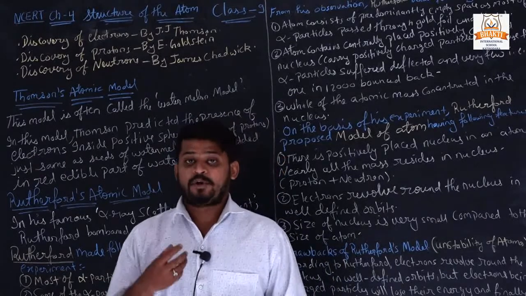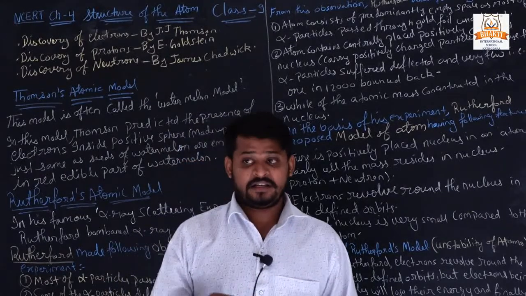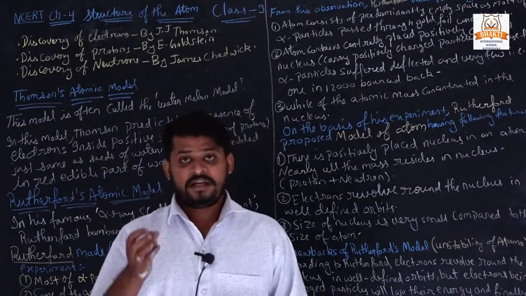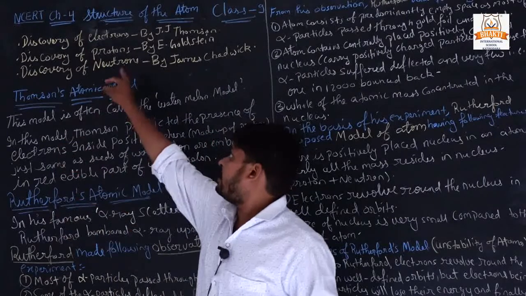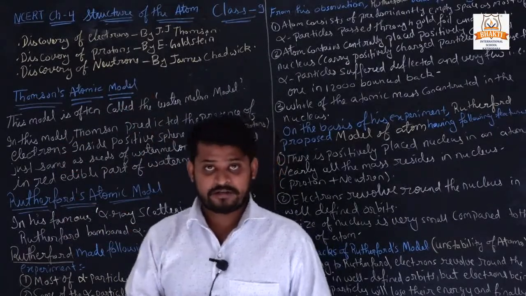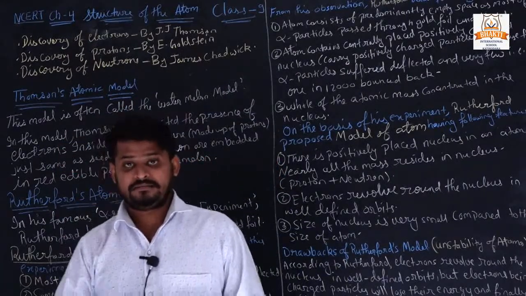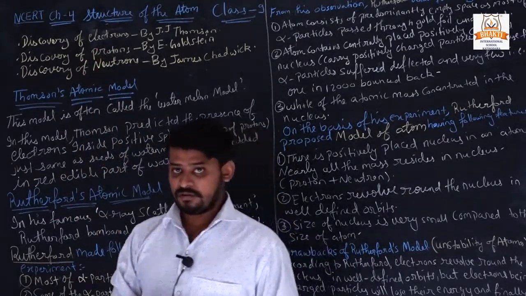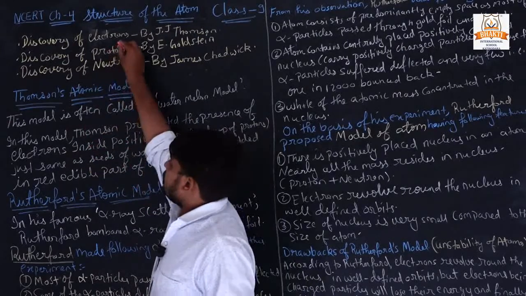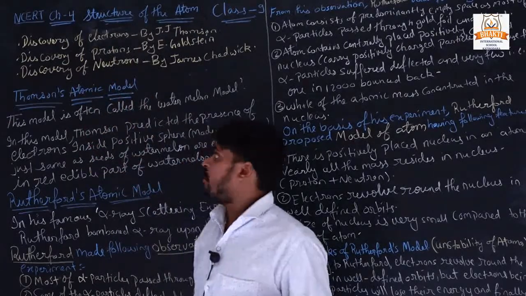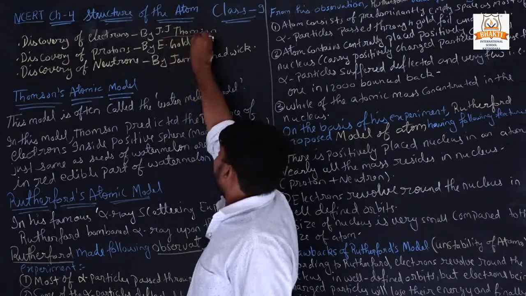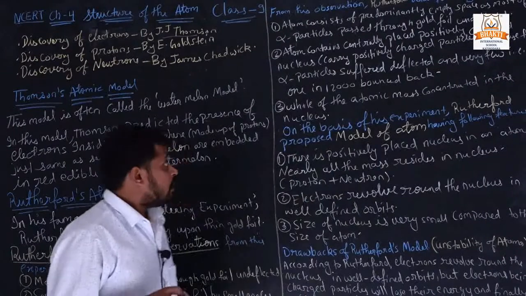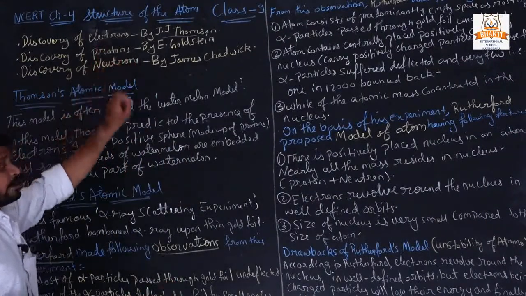In that, protons and neutrons are present in the nucleus of the atom, meaning an atom has one nucleus. In the nucleus, protons and neutrons are bonded, and outside the nucleus electrons move freely. So first, the discovery of the electron. Who discovered the electron? J.J. Thomson was the scientist who discovered the electron.